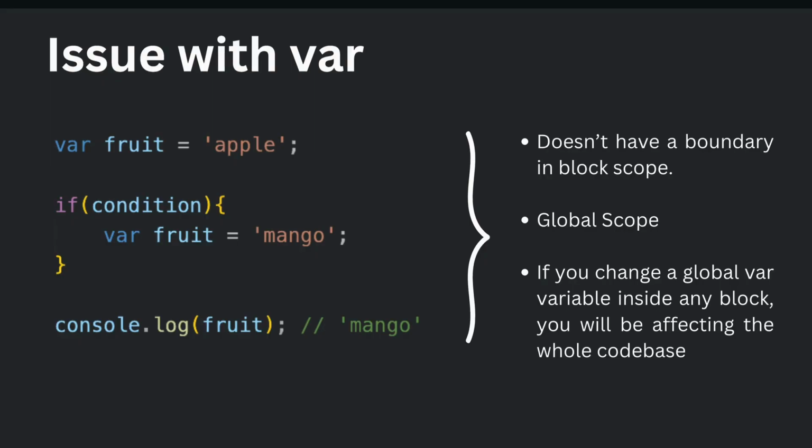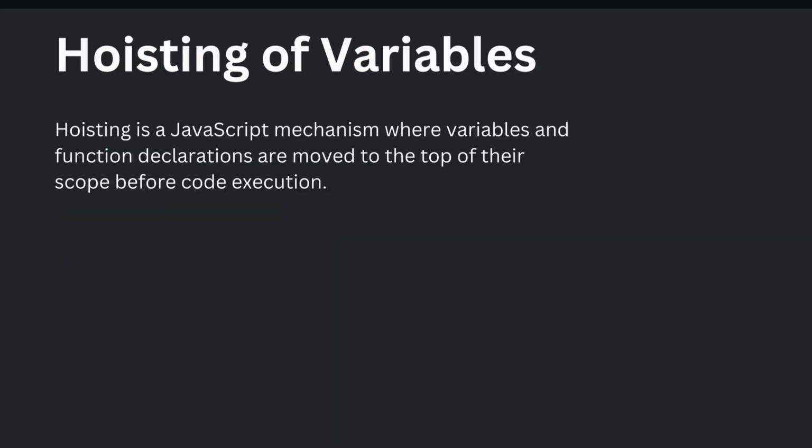So what is the main issue here? If we try to change a global variable that is declared inside a block scope, it will affect the whole code base. Suppose in some code you are trying to mutate an authentication token inside some block scope, which is used all over the code base, and that value is really important. That would affect your whole code base, and that is why we don't use var.